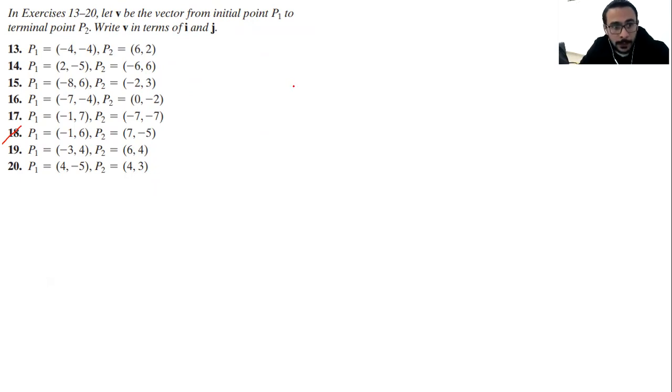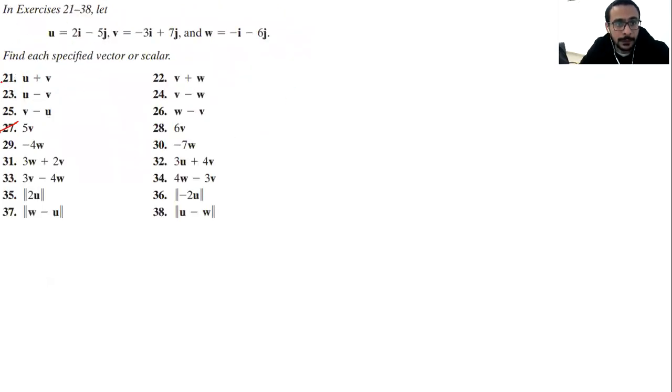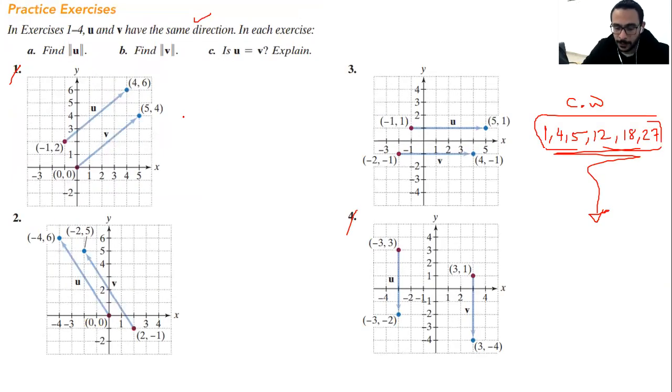Correct. Question 27, 5V, multiplied by scalar 5. Excellent, Muhammad Faiz. All your answers are correct. Bravo. +3. What's the last one?